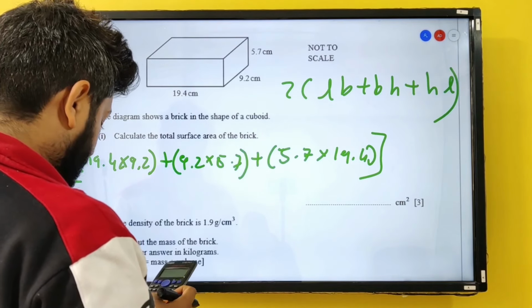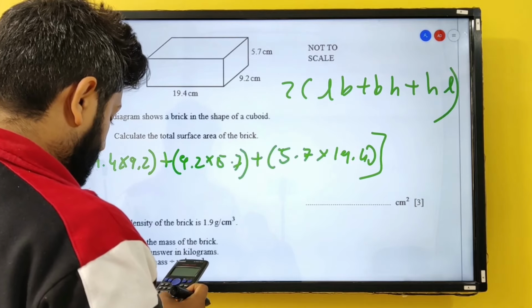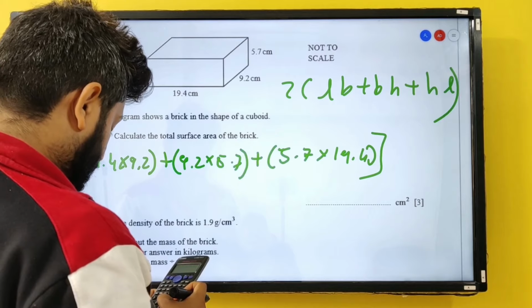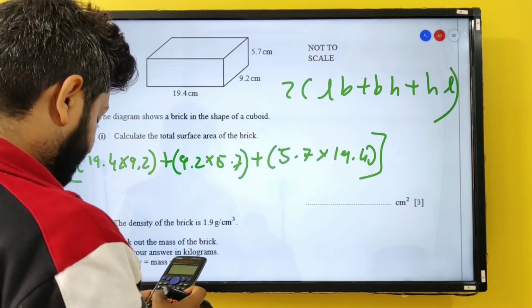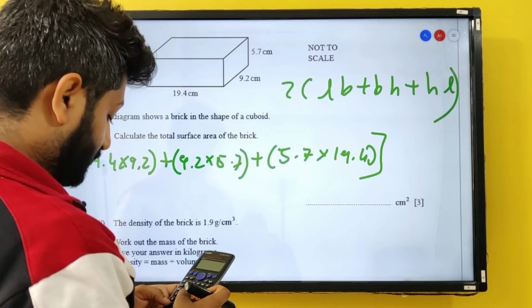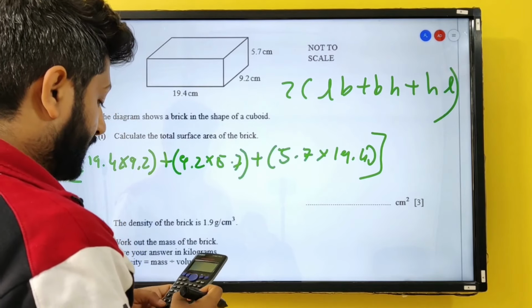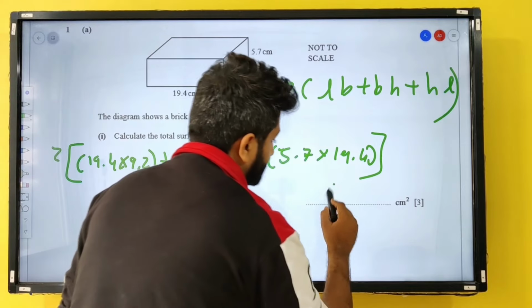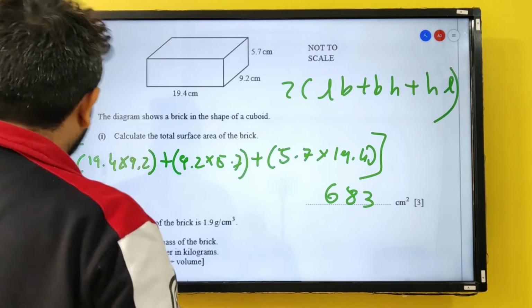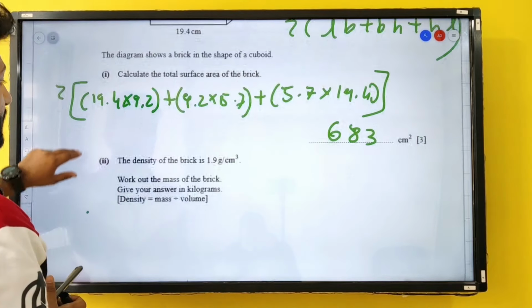19.4 into 9.2 plus 9.2 into 5.7 plus 5.7 into 19.4, and the whole multiplied by 2. So yes, my final answer is 683 centimeters square. Let's move to the next question.